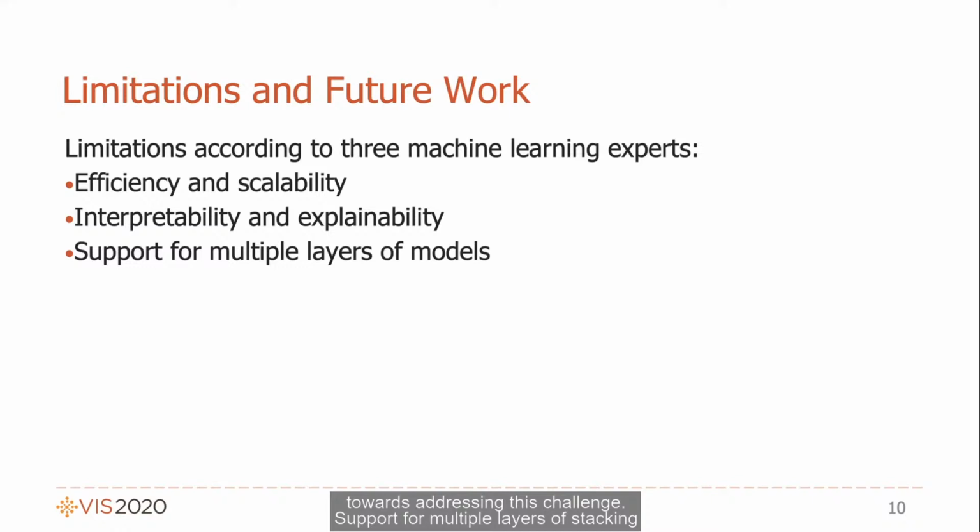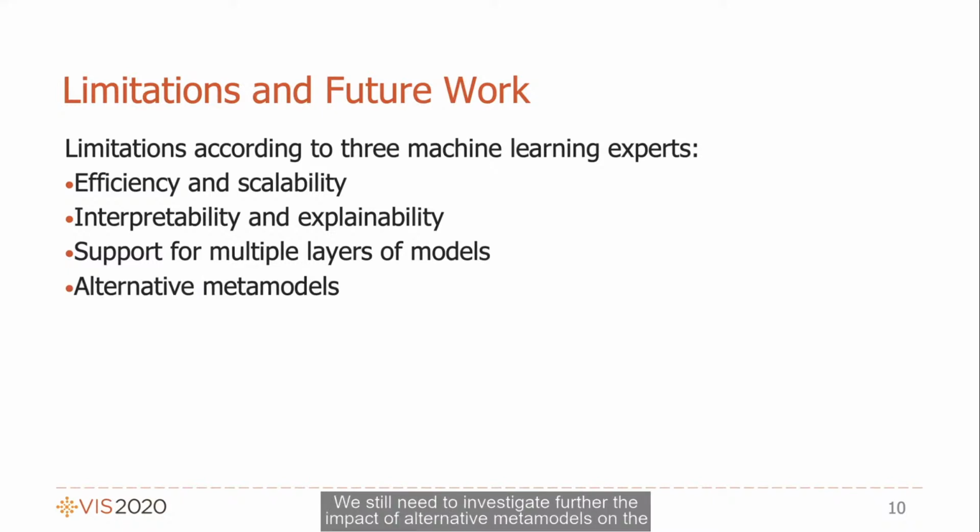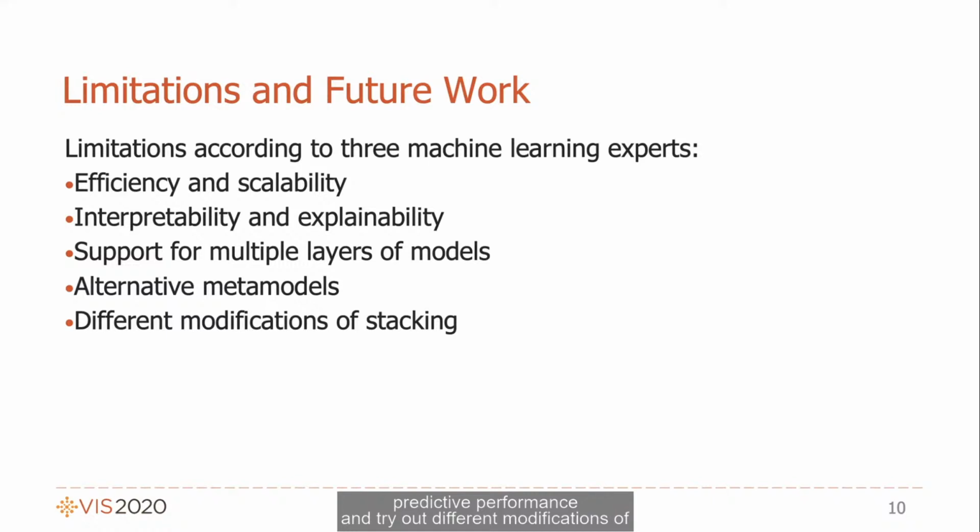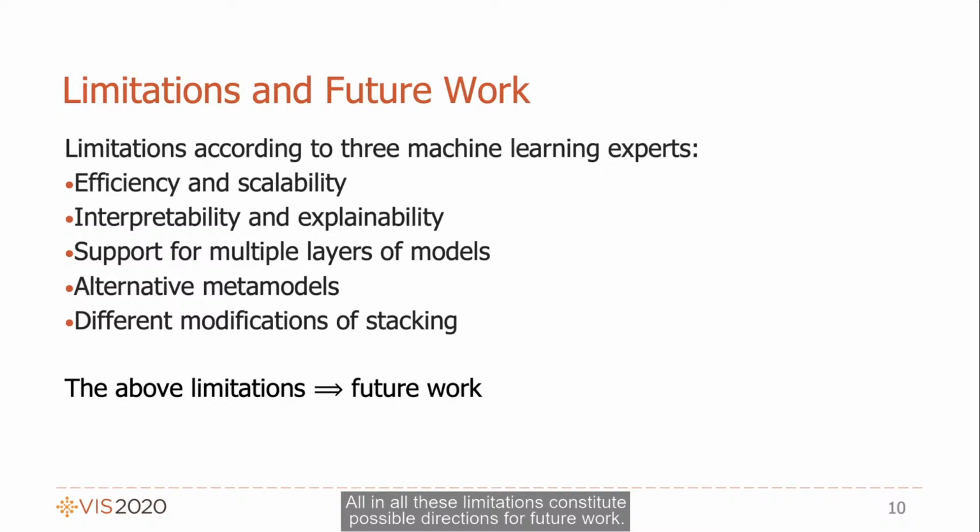Support for multiple layers of stacking is set as another future work goal. While the experts mentioned that they typically use a single layer of models in their practice, we can investigate the adaptations for more layers required for our workflow. We still need to investigate further the impact of alternative meta-models on the predictive performance, and try out different modifications of stacking, for instance by adapting our workflow with an extra step of visually comparing various meta-models. All in all, these limitations constitute possible direction for future work.